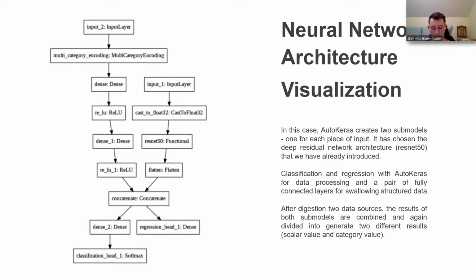It has chosen the deep residual network architecture, ResNet 50, that we have already introduced. Classification and regression with AutoKeras for data processing, and a pair of fully connected layers for swallowing structured data.